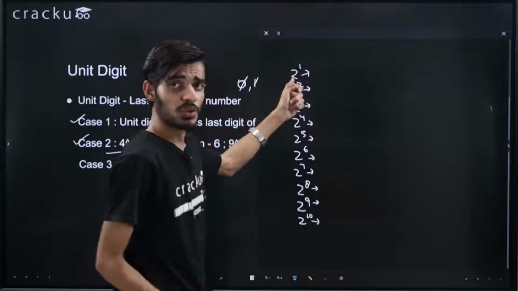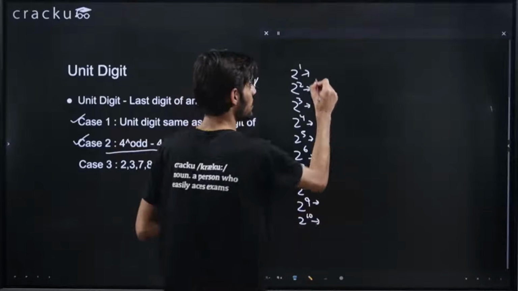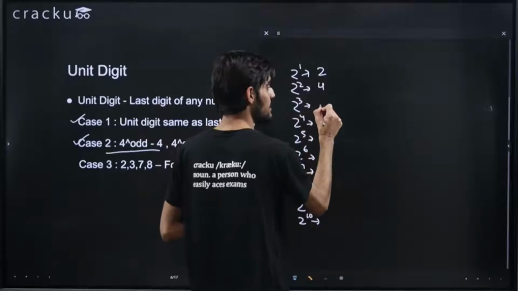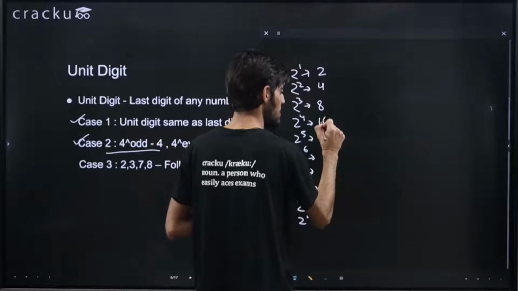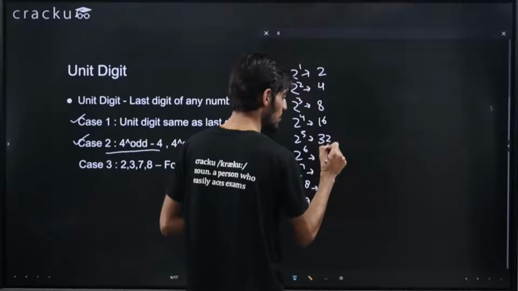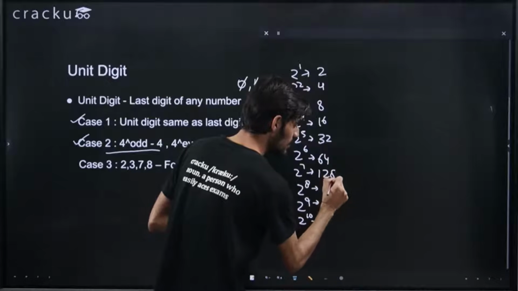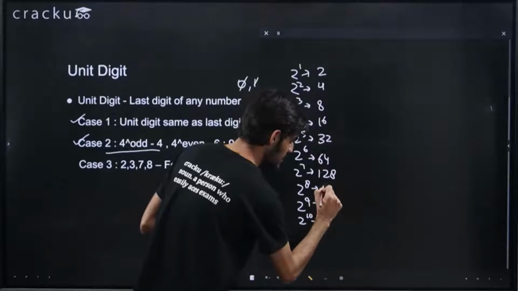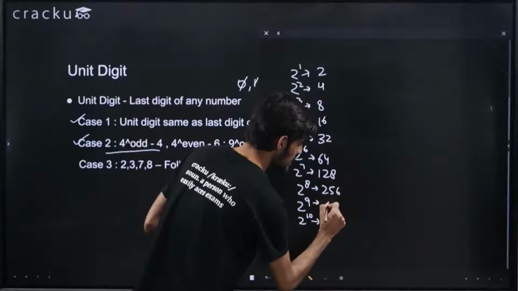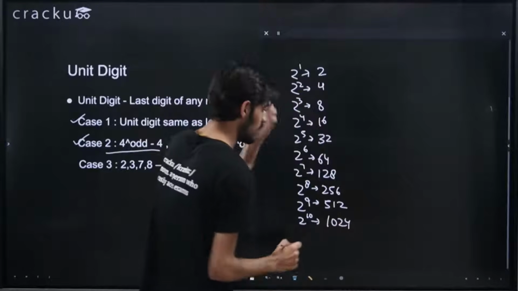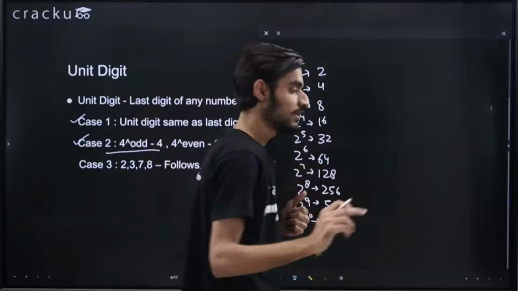Okay, so 2 raised to the power 1 is 2, 2 raised to the power 2 is 4, 2 raised to the power 3 is 8, then it is 16, then 2 raised to the power 5 is 32, then it is 64, 2 raised to the power 7 is 128. I think you should know these values. These are pretty basic values. 256, 512 and 1024. Okay, so why have I written these values?